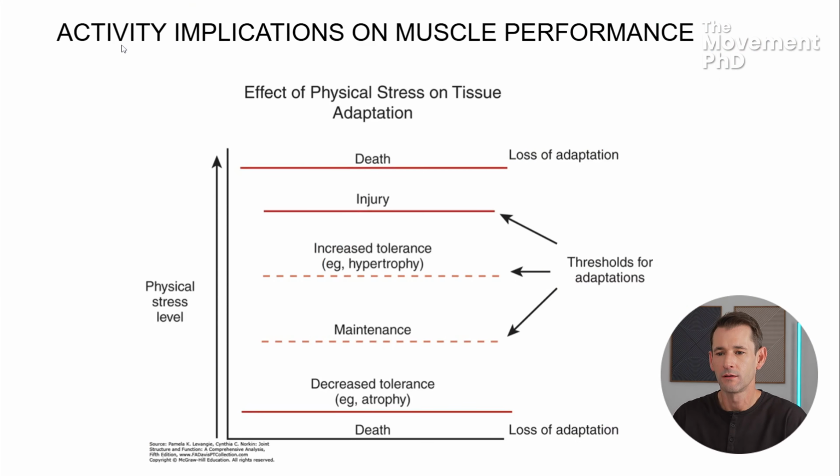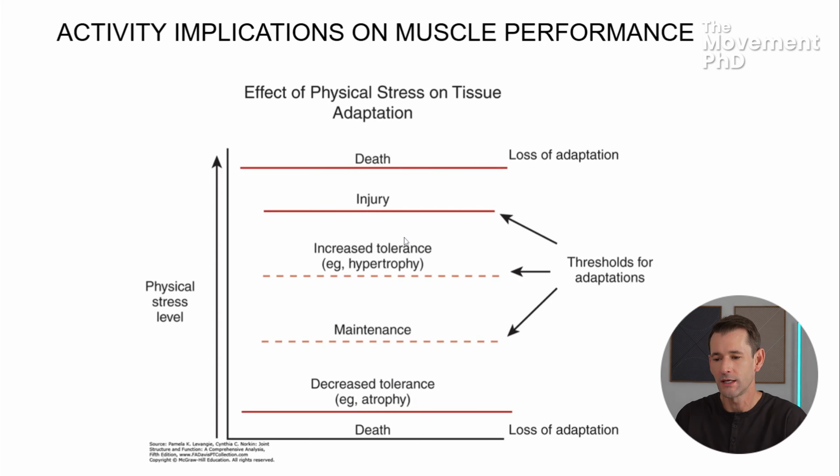Let us talk about the implications of relative activity on muscle performance. So if you look at this graph here, on your vertical axis is the relative amount of activity you're doing, so relative physical stress. So how much activity are you doing in your daily life? Hopefully you're somewhere here in the middle. If you're in this kind of lower middle part, that's maintenance. You're not doing more than you usually do. You're not doing less than you usually do. So you're maintaining your muscles about where they are. So you're not losing muscle, you're not gaining muscle, you're just in a period of maintenance.